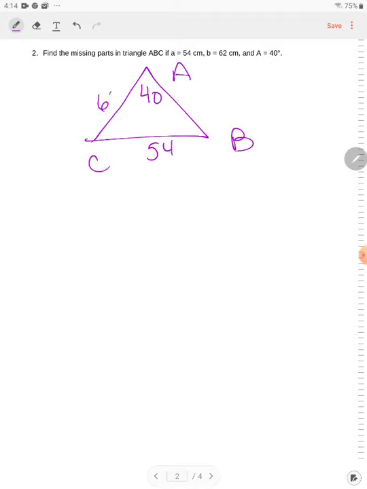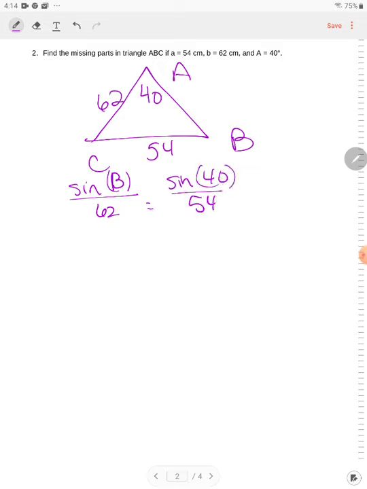Find the missing parts in the triangle ABC if a is 54, b is 62, and angle A is 40. Again, let's draw a triangle. Notice I am not drawing a right triangle. Because 62 is opposite B, I'm going to use the law of sines. Sine of B over 62 is equal to sine of 40 over 54.